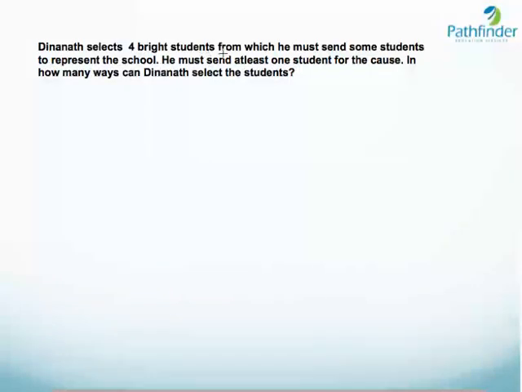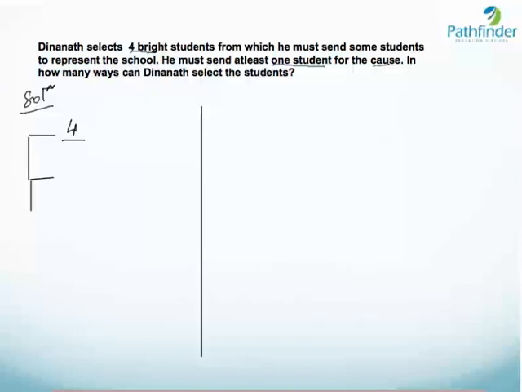So here we have that question. Dinanath selects 4 bright students from which he must send some students to represent the school, and he must send at least 1 student for the cause. In how many ways can Dinanath select the students? Once again, the first thing we need to do is identify how many cases or how many conditions exist. Now, from how many students can Dinanath select? He has 4 students to select from, and the condition is he has to send at least 1 student.